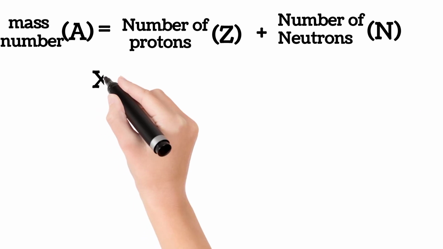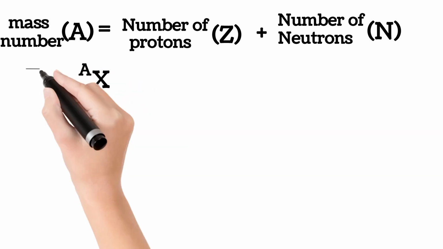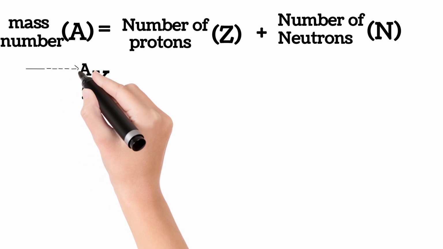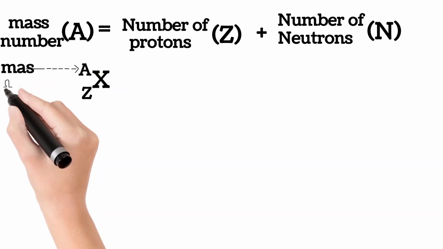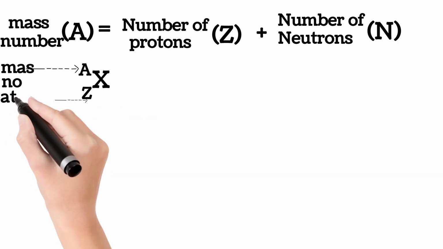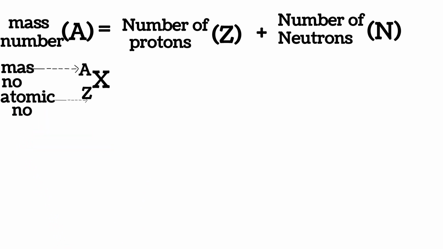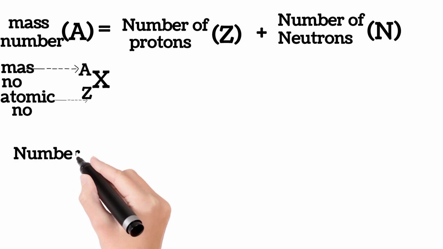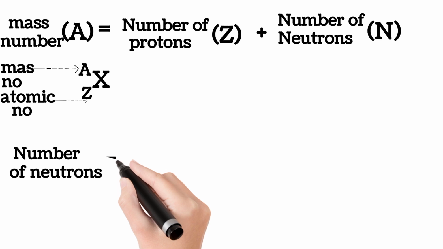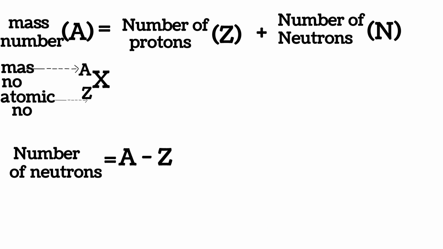So, for example, if you are given element X with A reading to the left as superscript and Z down as subscript, the A represents the mass number, while the Z represents the atomic number. So when you are given any element at all, you can see that the number up there is the mass number and the one down is what? The atomic number. Now the number of neutrons in this element can be calculated and it will be equal to what? A minus Z, where A is the mass number and Z is the atomic number. Remember, the atomic number is the number of protons.